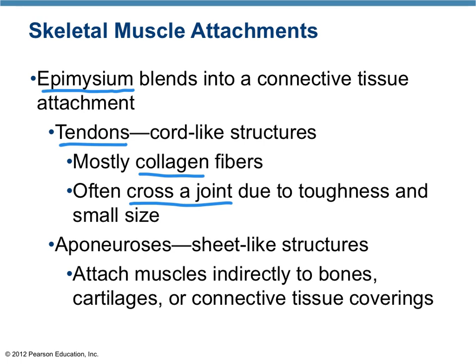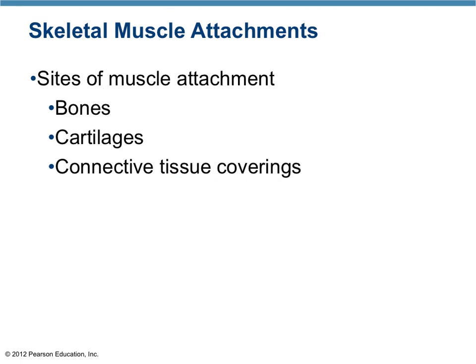Aponeuroses are sheet-like structures, and they also attach muscles indirectly to bones, cartilages, or connective tissue coverings. So sometimes you have a sheet of connective tissue that muscles can attach to, and they can move things like your skin. Muscles can attach to more than one thing inside of your body, right?